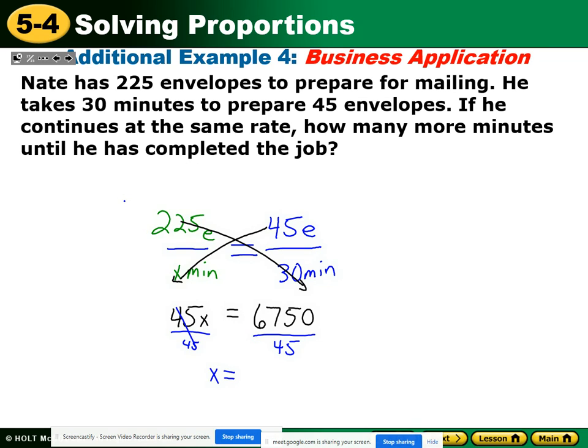Divide 150. We may need to get you a simpler calculator. Okay. 150 minutes. So 45 minutes to do 30 of them. So 30 minutes to do 45 of them. So that makes sense. All right.